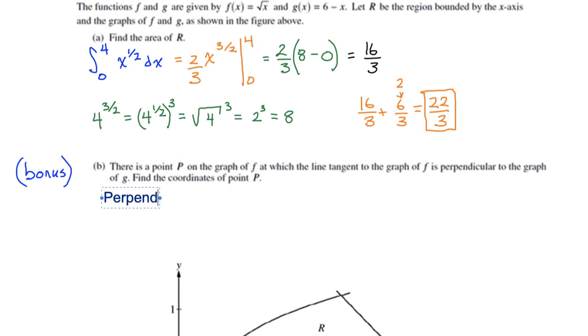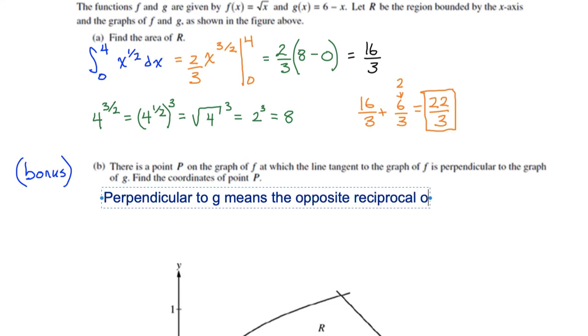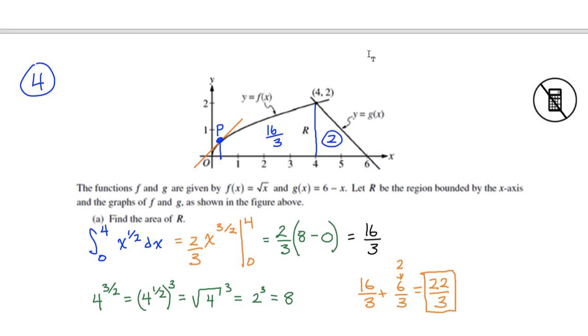Perpendicular to G means the opposite reciprocal of the slope. All right, so what is the original slope? So this slope is clearly -1 because I go down 1, right 1, down 1, right 1, I intersect. So it has a slope of -1, and I'll put over here, slope is -1.